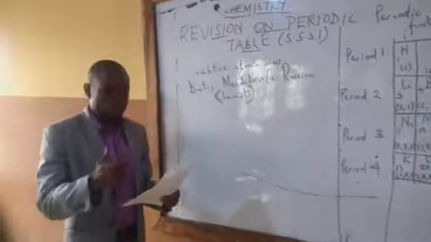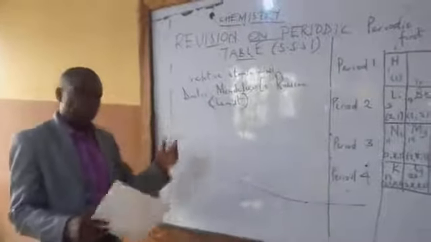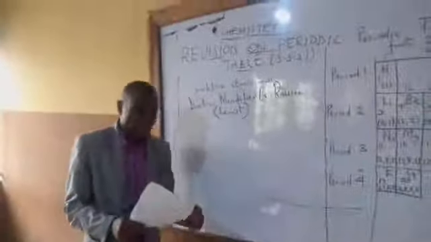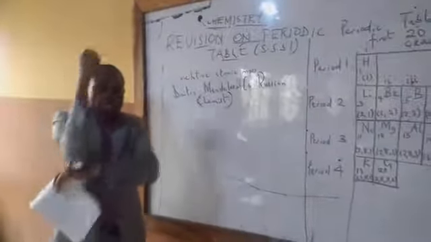based on the order of increasing relative atomic number. I remember when I was in secondary school, my teacher used to tell me, how can you differentiate between horizontal and vertical? My teacher would say, vertical is like this, horizontal is like this, vertical like this, horizontal like this.